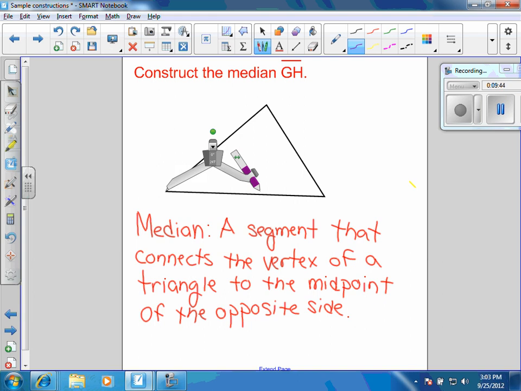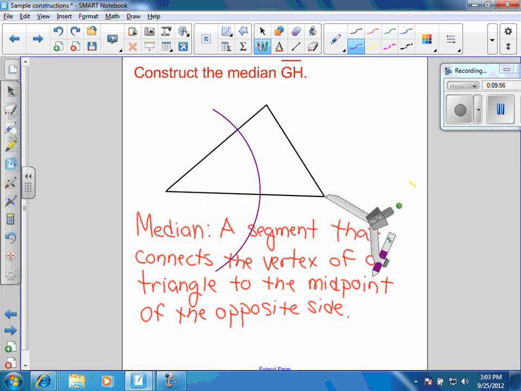So you open more than halfway, so that's bigger than half, and then you're going to swing an arc like that. Then you pick up your compass and you move it to the other vertex, and you repeat that same process. You open more than halfway, and then you swing another arc.